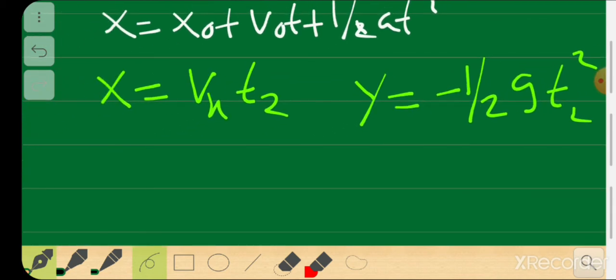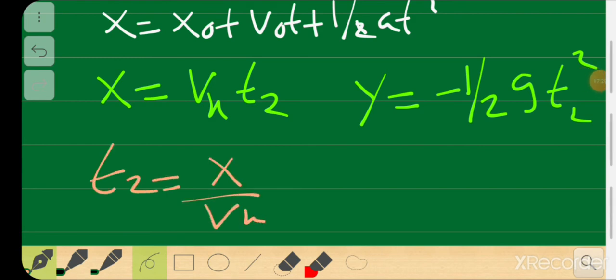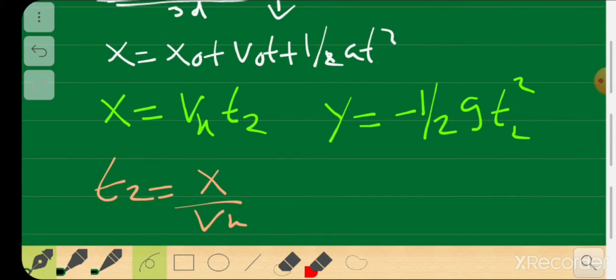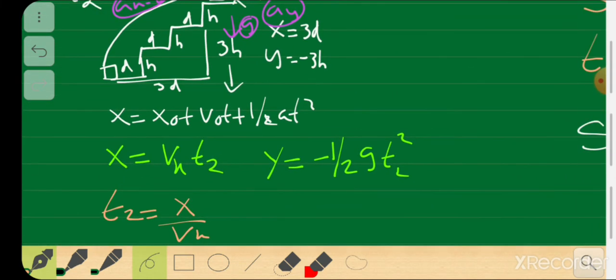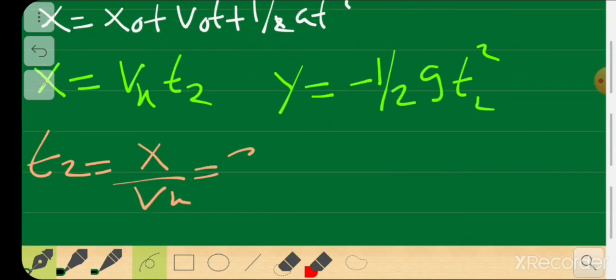Now what we can do is find t2 here. So t2 will be equal to x by vx. So x by vx is t2. Now, if you know the x distance, which is 3d, you can substitute that, and you get 3d by vx. And then the y distance.